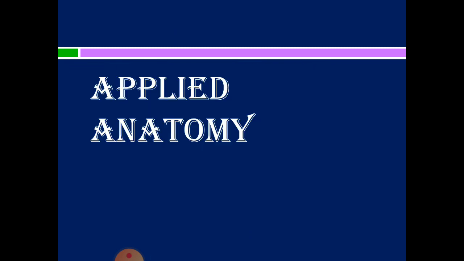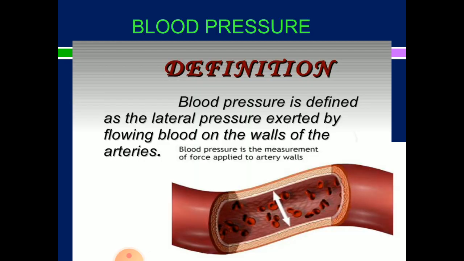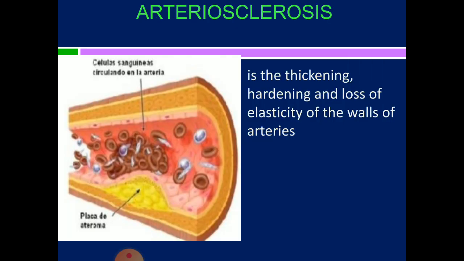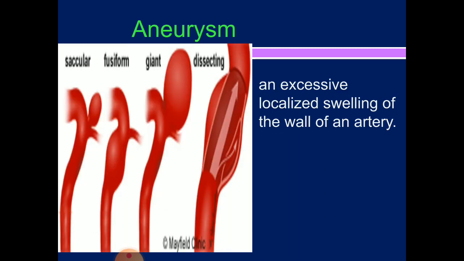Now come to the applied aspects. First is the blood pressure. Blood pressure is defined as the lateral pressure exerted by the flowing blood on the walls of the arteries. Then we have arteriosclerosis. It is the thickening, hardening and loss of elasticity of the walls of the arteries. This is the aneurysm. It is an excessive localized swelling of the wall of an artery.